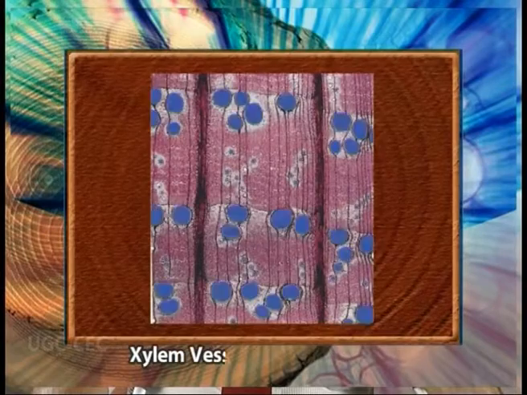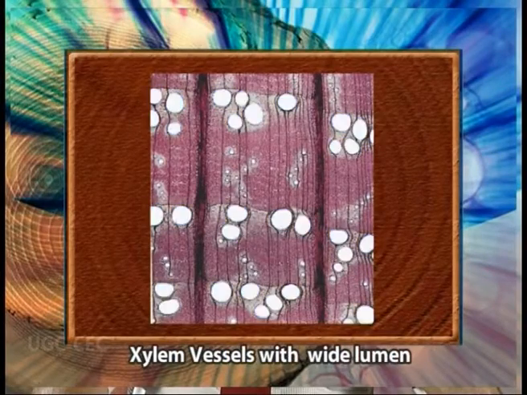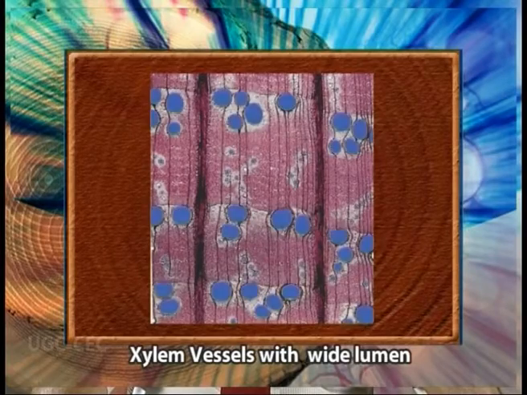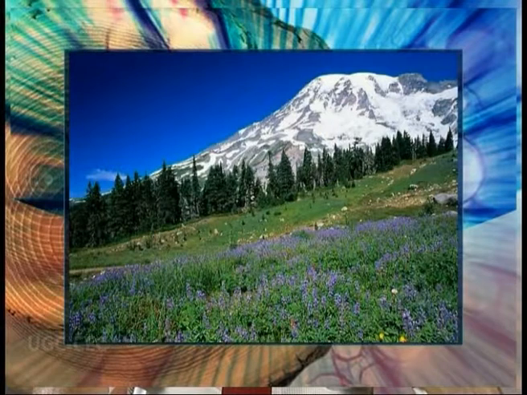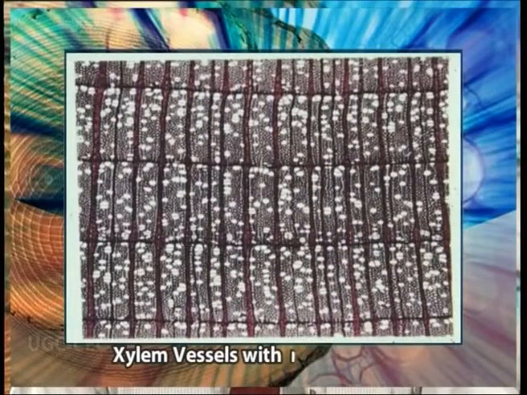The spring wood is generally characterized by the presence of xylem vessels having wider lumen. This is because spring is the ideal season for the growth and water requirement of the plant is more in the spring. The autumn wood has xylem vessels with narrow lumen since water requirement in the winter is less.